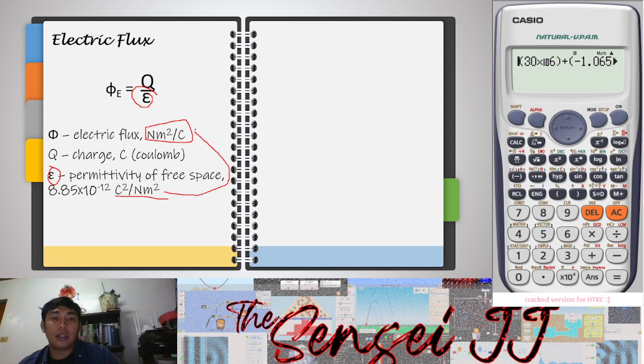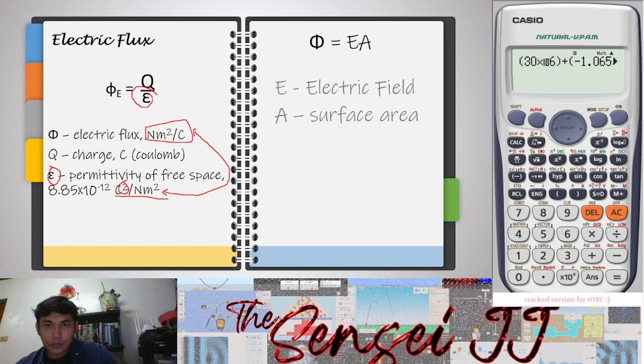So as you can see, nabaliktad lamang ang ating unit. Nagkaroon lang tayo ng square dito, and the placement is C squared all over N m squared for our permittivity of free space, and the electric flux has a Newton square meter per coulomb. Yun lang, guys. And let's try to expound this more. We have our phi E or our other formulas. We have electrical field and our surface area. We have E is equal to KQ. This is the derivations, guys.